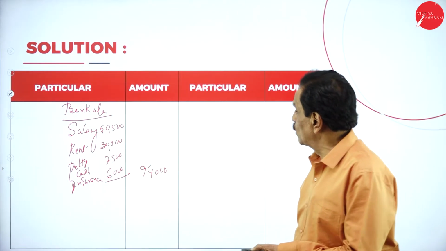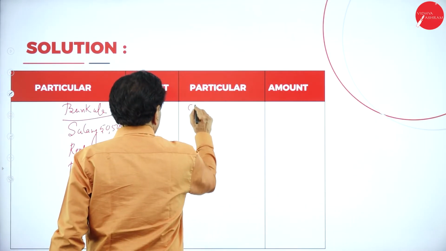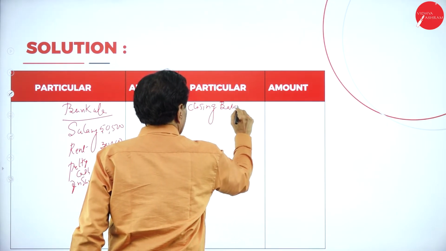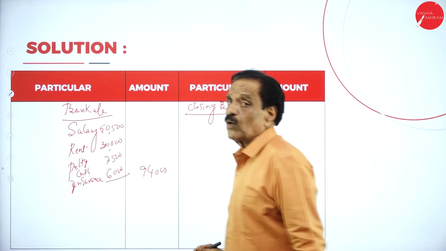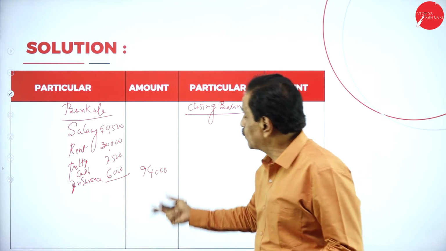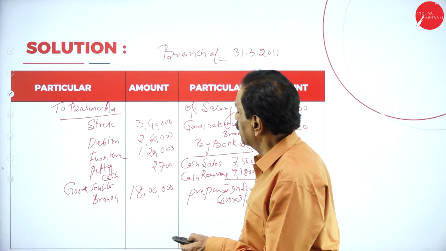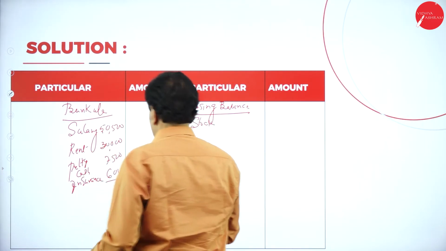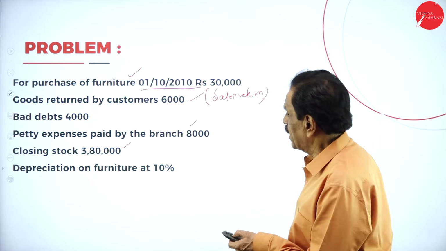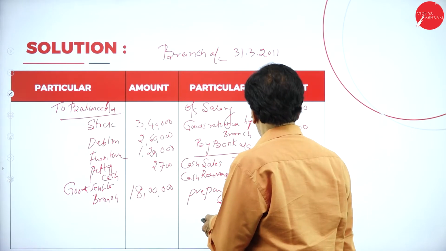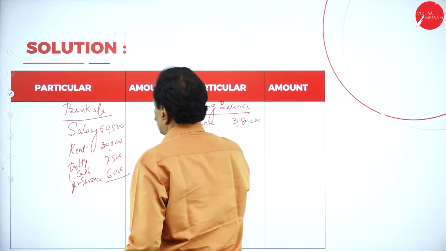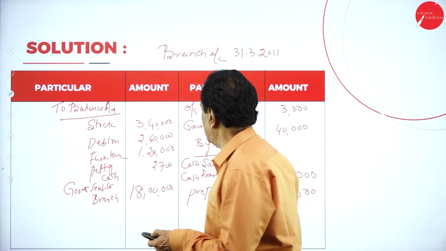Then you have to take the closing balances one by one. Whatever the opening was, the same is to come. What is the first item? Stock. What's the value of the closing stock? See that. Stock 3,80,000. Stock is over.